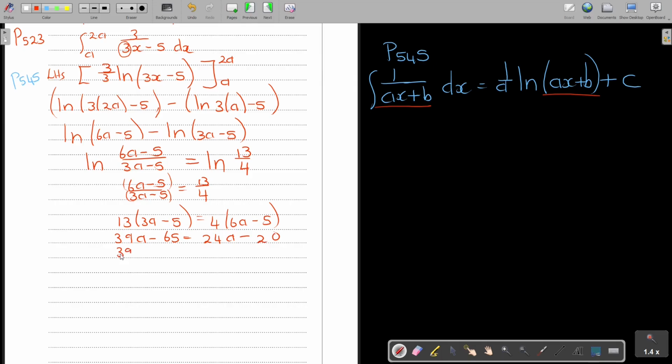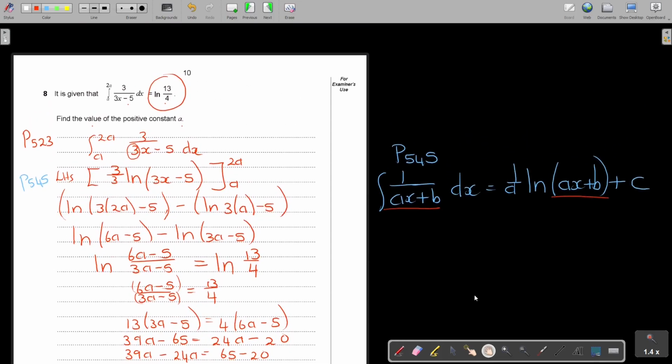So 39a - 24a is equal to 65 - 20. So I'm going to get 15a is equal to 45. And I'm going to divide by 15 and I'm going to divide by 15. And I get that the value of a is equal to 3. And you can check that it is a positive constant a. That's really just know your rules.